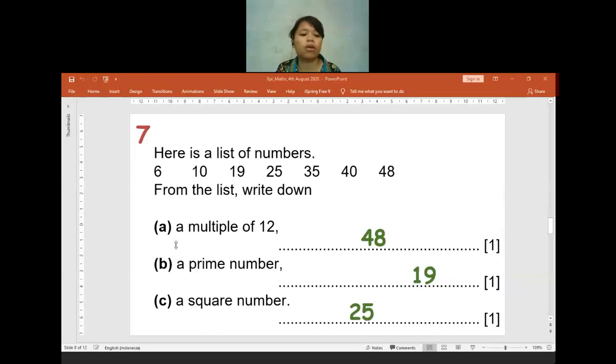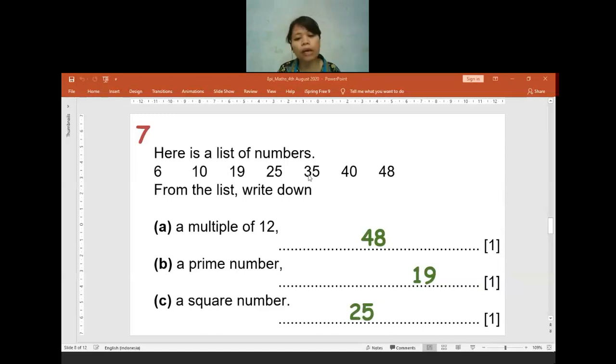No? Okay, if you have no question, I will move to 7c, a square number. When it is a square number, it means I can change it into a multiplication and the numbers in the multiplication have to be the same. So 25 equals 5 times 5. That's why for the square number, the answer is 25. Because the other numbers I cannot make into a square number.